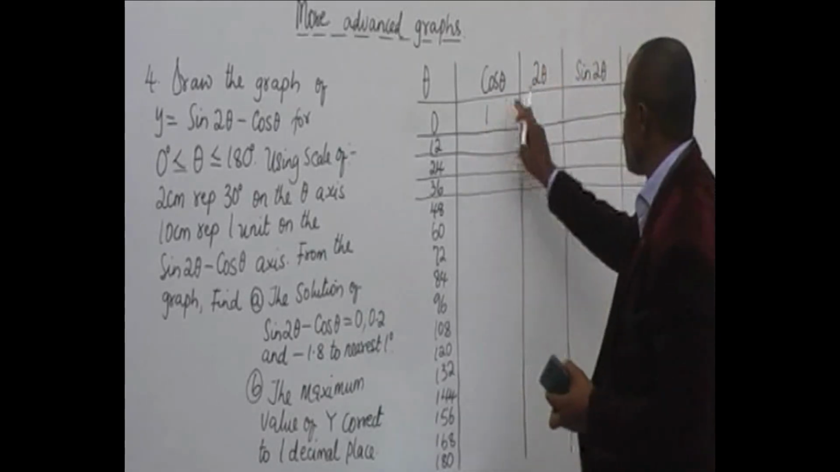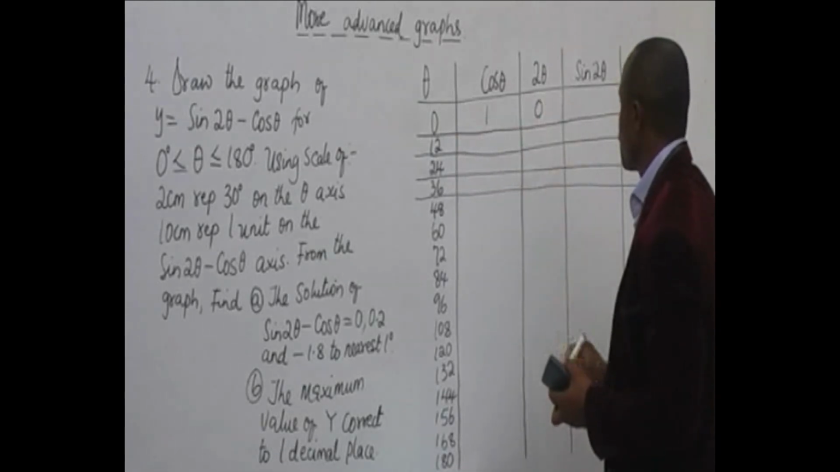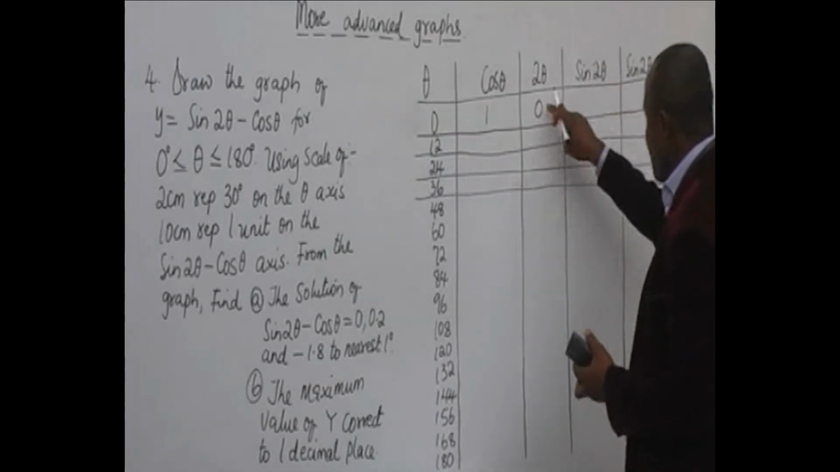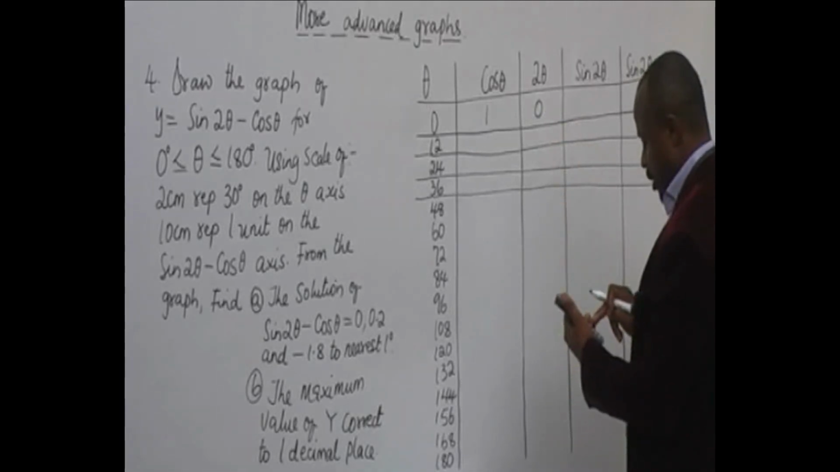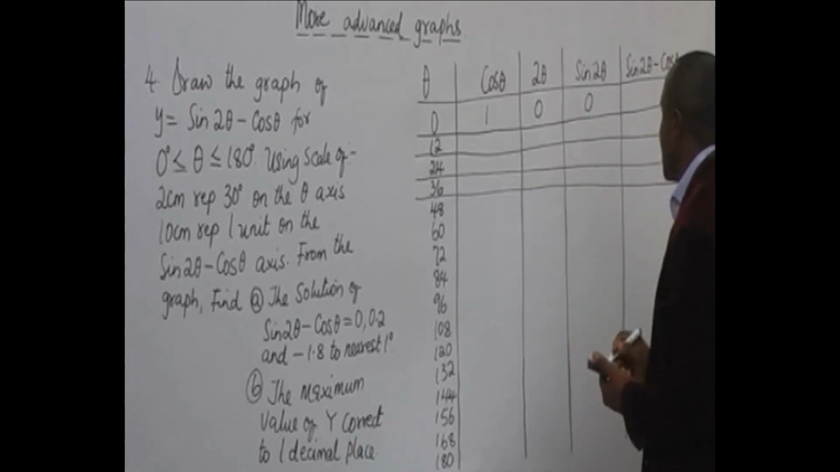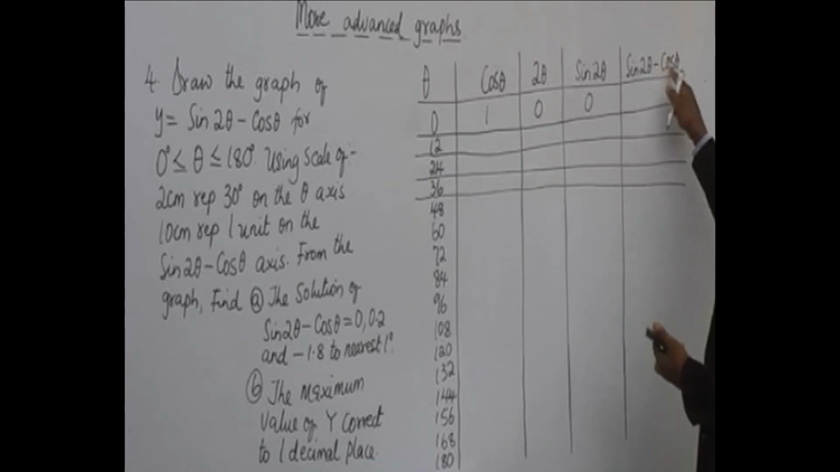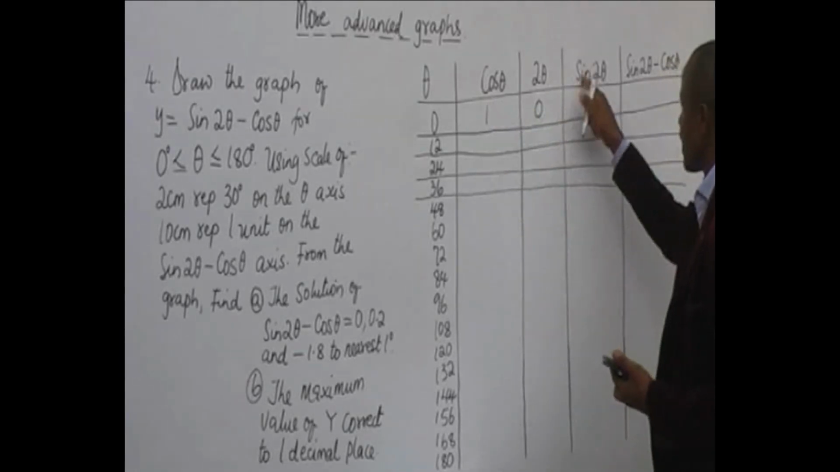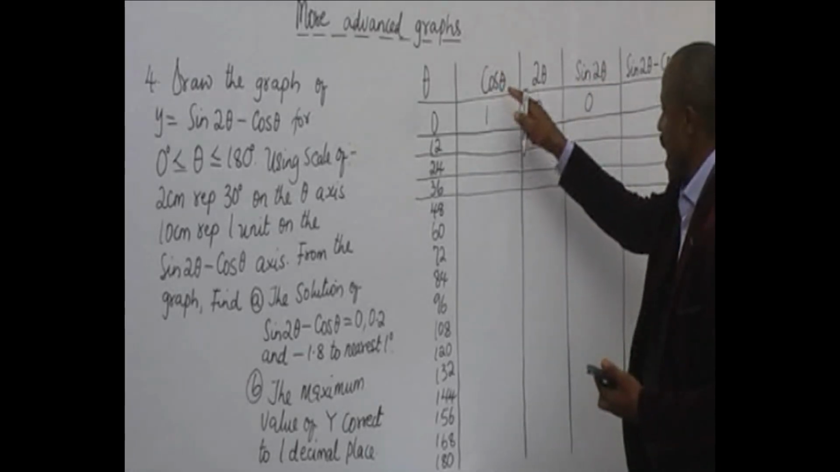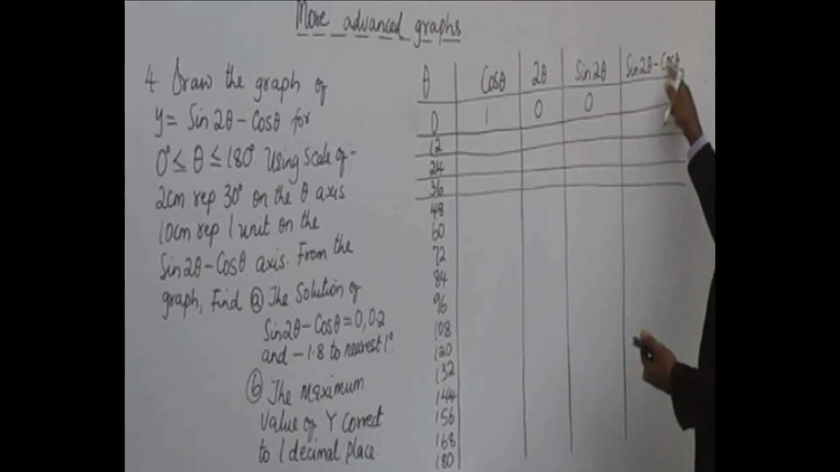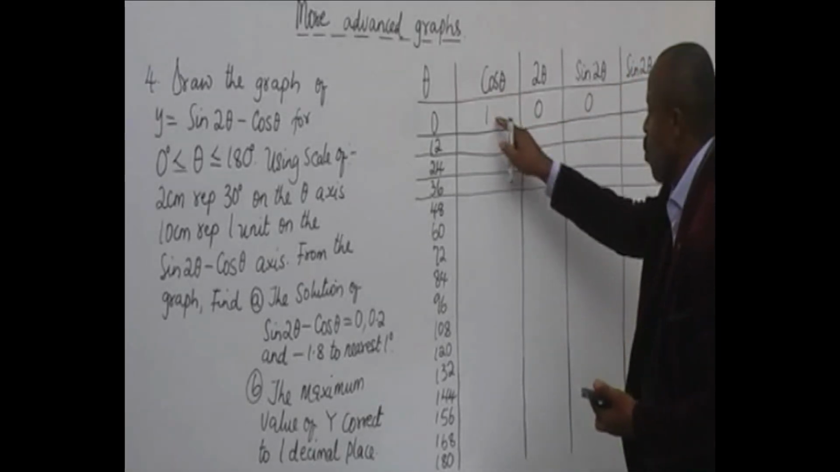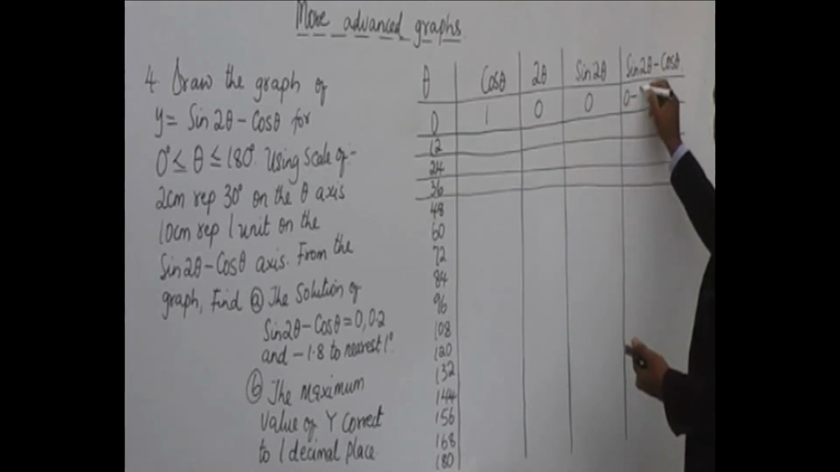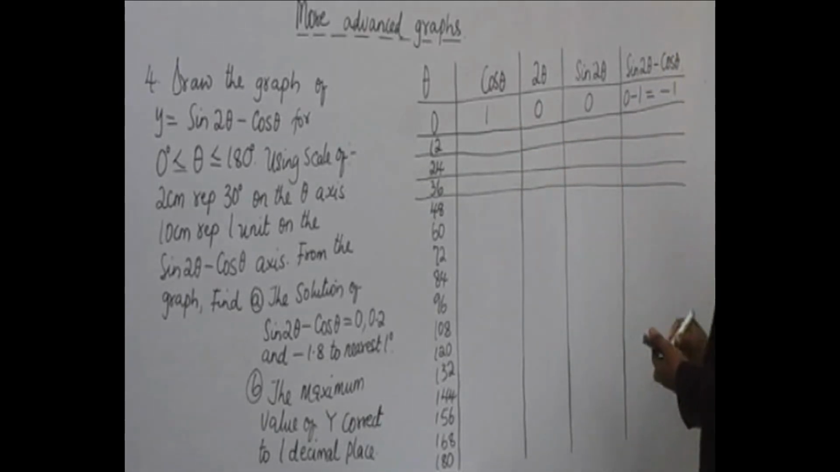2 theta is going to be 2 times 0, which is 0. Then sine 2 theta means the sine of this 0. Let's check. Sine 0 is equal to 0. Now, sine 2 theta minus cos theta means 0 minus cos theta. Sine 2 theta has this value. Cos theta has this value. So sine 2 theta minus cos theta means 0 minus 1, which is minus 1. So we have completed the first column.